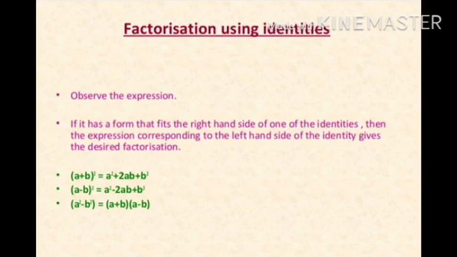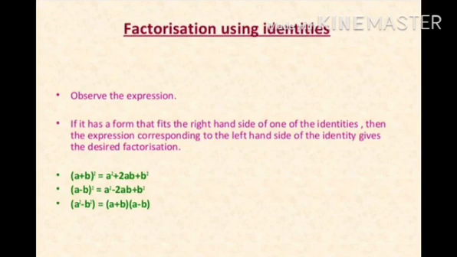Factorization using identities. Observe the expression. If it has a form that fits the right hand side of one of the identities, then the expression corresponding to the left side of the identity gives the desired factorization. That means (a plus b) whole square is equal to a square plus 2ab plus b square, and (a minus b) whole square is equal to a square minus 2ab plus b square. A square minus b square is equal to (a plus b)(a minus b).